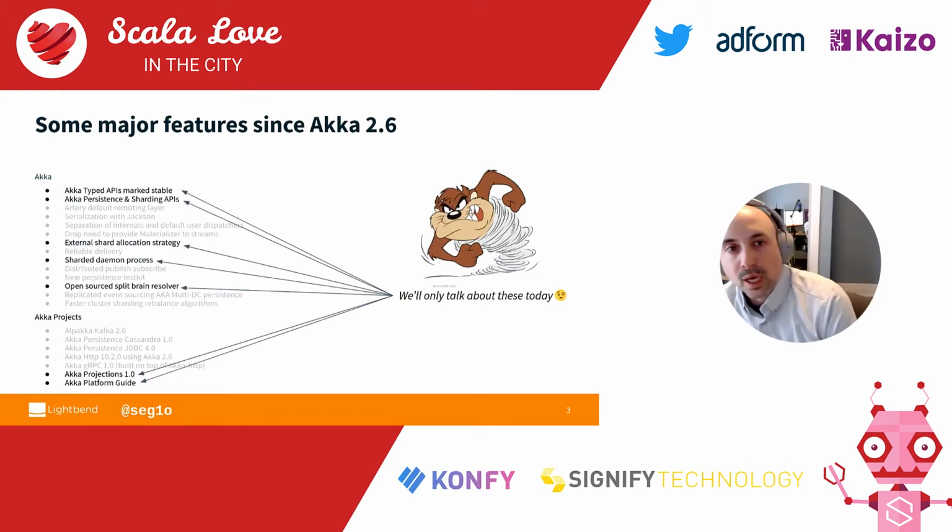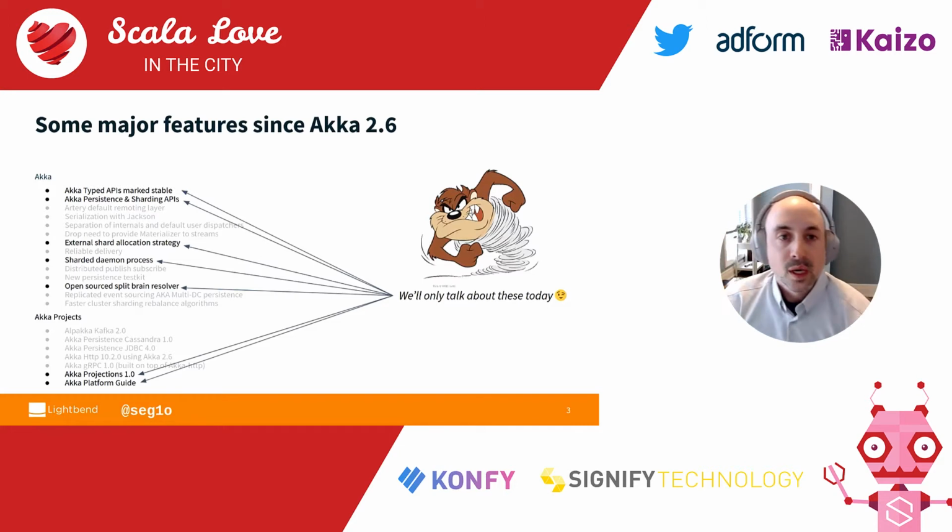So Akka 2.6 was released in November 2019. And with Akka 2.6, the release made the typed actor API the main API. So all of the features that were released since 2.6, features in the core toolkit as well as additional libraries, they're all based on this new typed API.